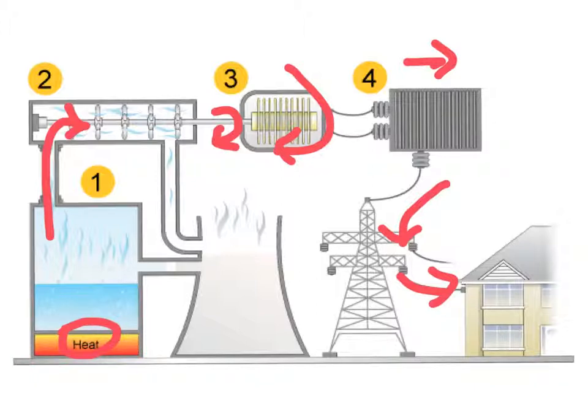If you have hydroelectric power, then you avoid step one, and you simply have falling water. The gravitational potential energy from falling water is used to spin turbine blades, and steps 2, 3, 4 are the same.